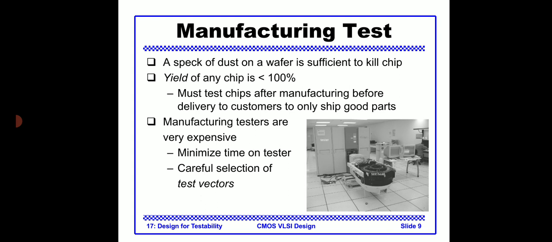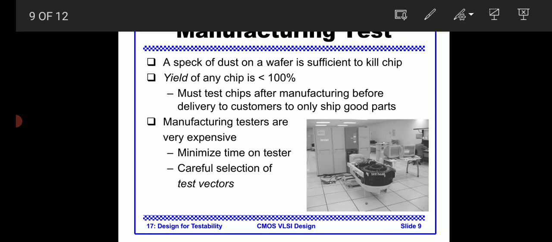In manufacturing test, a single defect is sufficient to kill the chip, and the yield should be less than 100 percent. Mostly chips are tested after manufacturing and before delivery to the customers so that only the good product is shipped. It is very expensive during manufacturing. Time on testing should be minimized, and careful selection should be made for the test vectors.